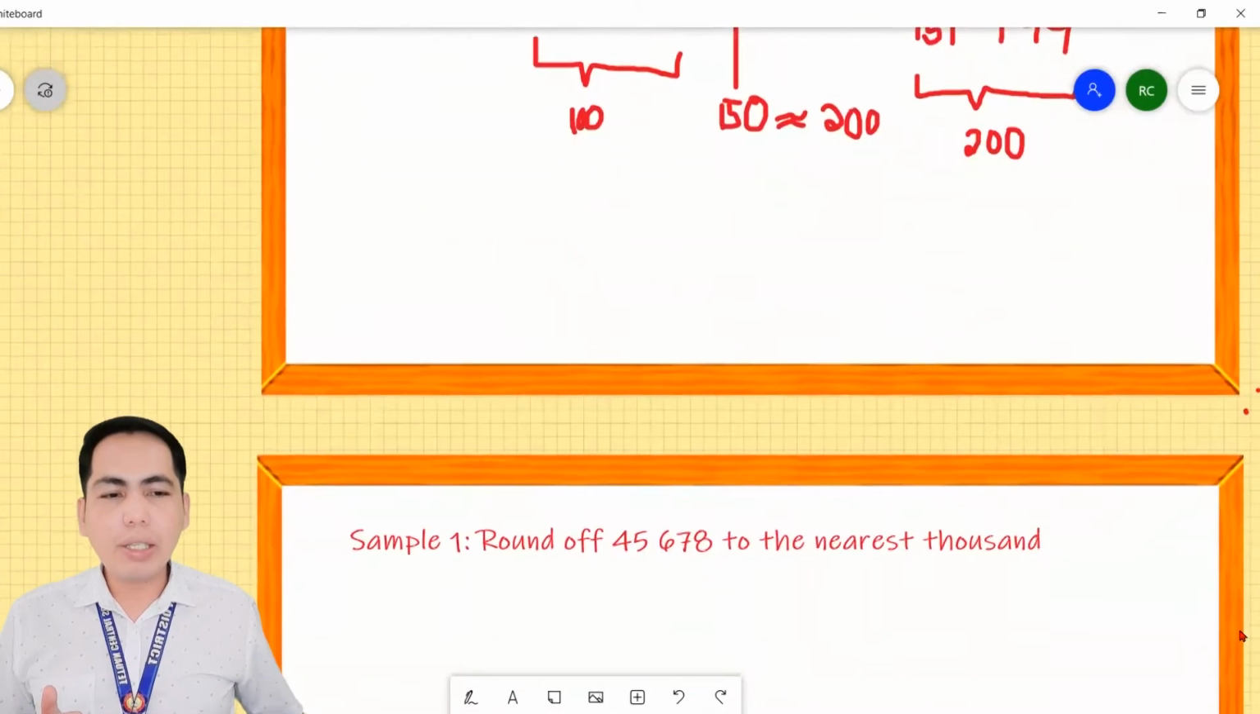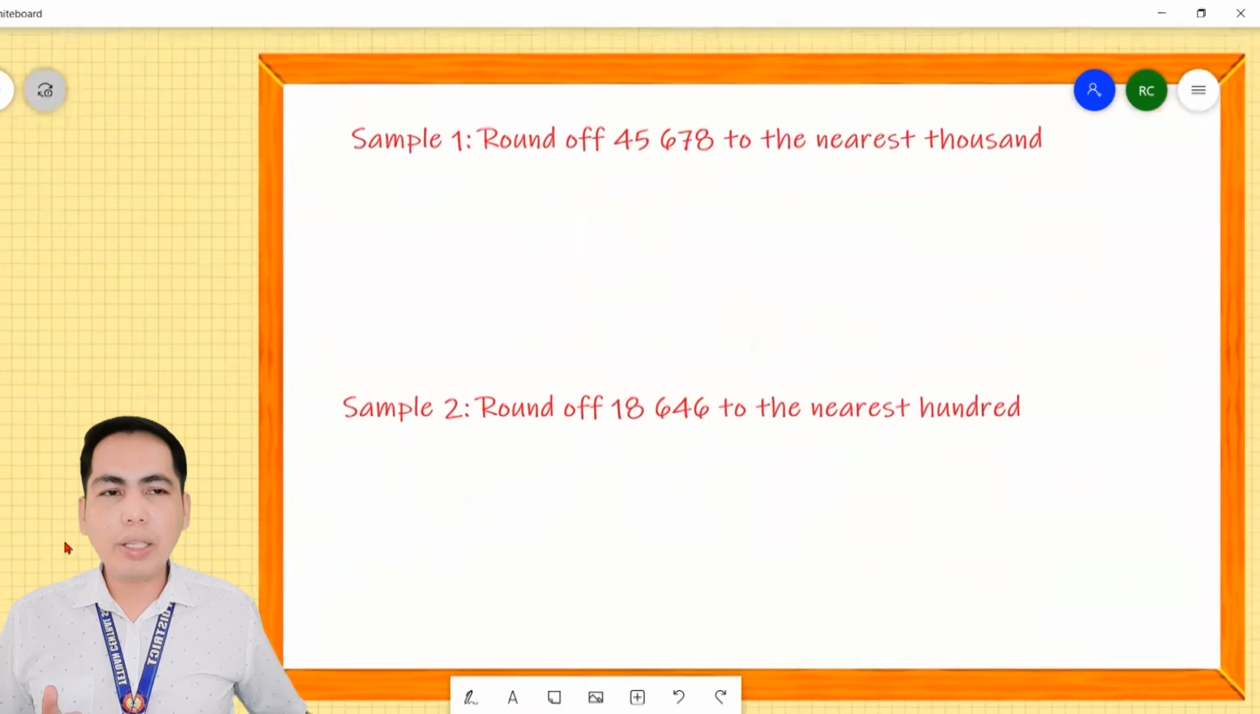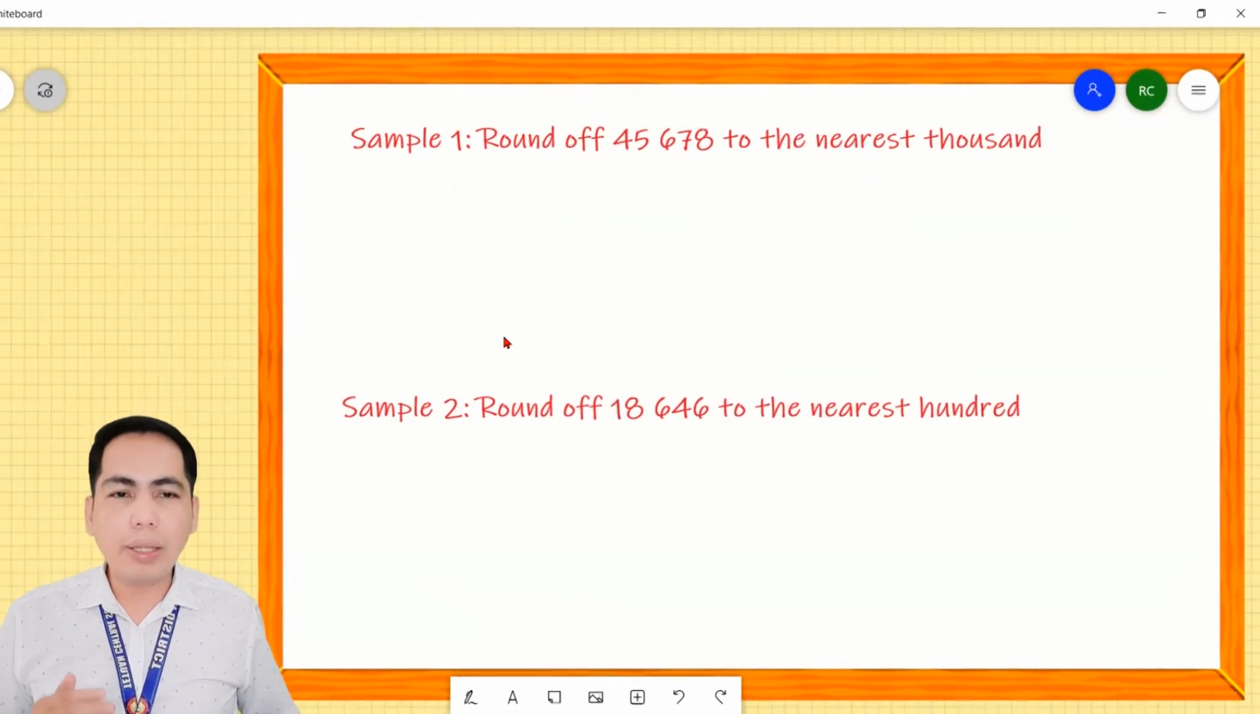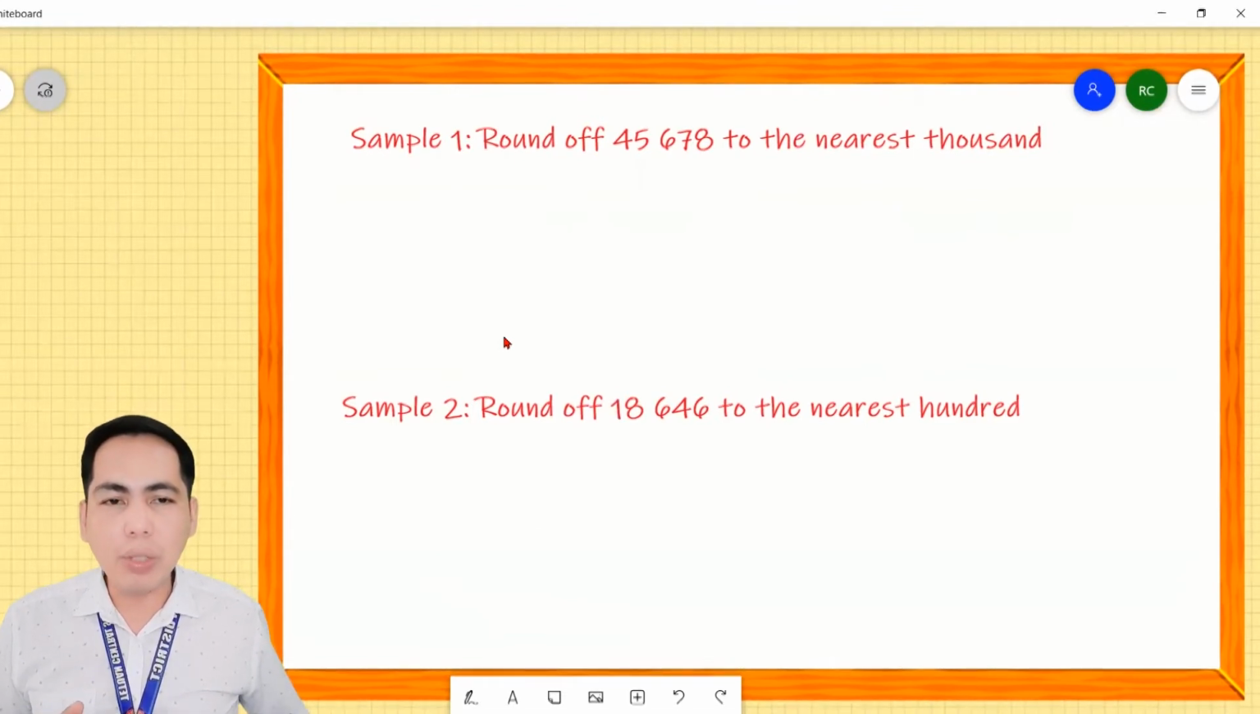So, let's say for example, in our example number 1, round off 45,678 to the nearest thousand. If we don't have the number line, we have to follow the procedure in rounding off numbers. First step is for us to identify the digit that we want to round off. So in our example number 1, we are going to round off the digit that is found in the thousands place because it is stated here that we have to round off the number to the nearest thousand.